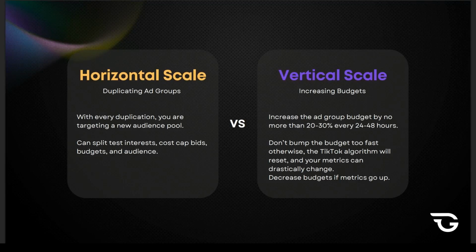Now let's go over scaling vertically. This means increasing budgets to the ad group or CBO campaigns. How it works is that every 24 to 48 hours, we increase the budgets by 20 to 30%. Now, we don't recommend bumping the budgets too fast. Otherwise, the TikTok algorithm will reset and your metrics will drastically change.